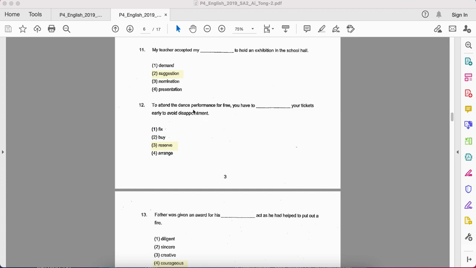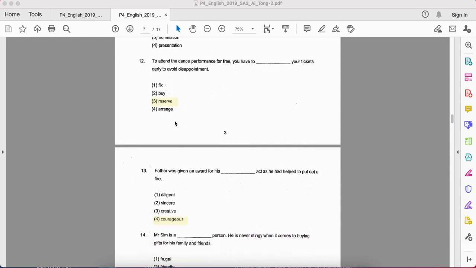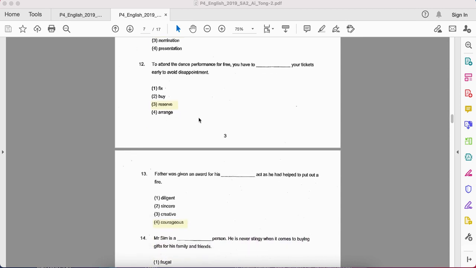Okay, so because it says free, right? Buy is not going to be appropriate for this because you can't buy something that's free, right? Okay, but reserve does go well in this because to attend a dance performance for free, you have to reserve or book, for example. They're the same thing in this case, but obviously reserve is the answer that's here. Your tickets early to avoid disappointment. Arrange is not appropriate either. So question number 12, the right answer is going to be reserve. Okay.